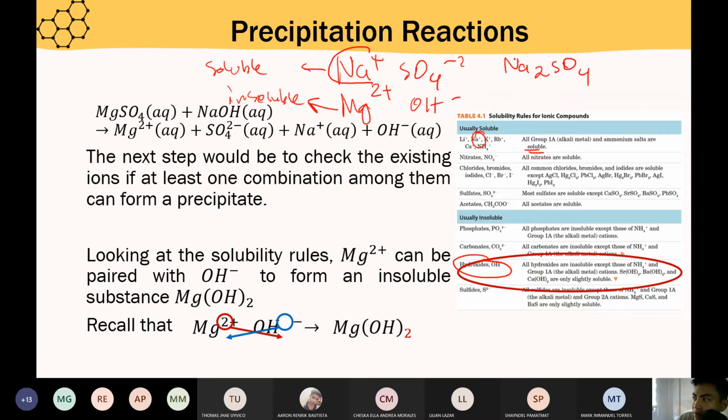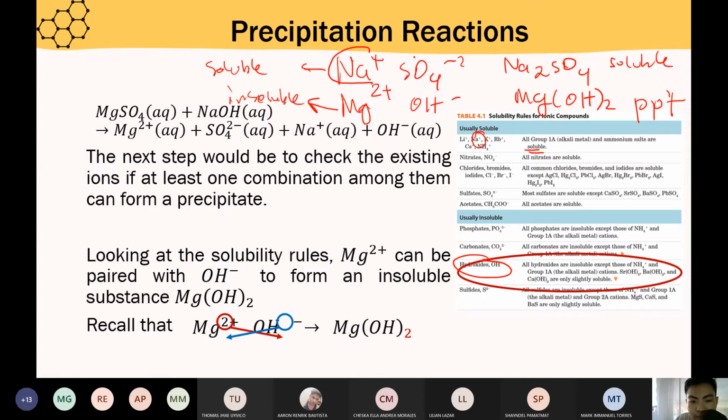Okay? So, this is one of the products, and this one is one of the products as well. Okay? So, yung crisscross lang yan. And you know that this is soluble because of this rule here. This one is insoluble. Okay? By the way, sometimes I just write PPT, meaning precipitate.